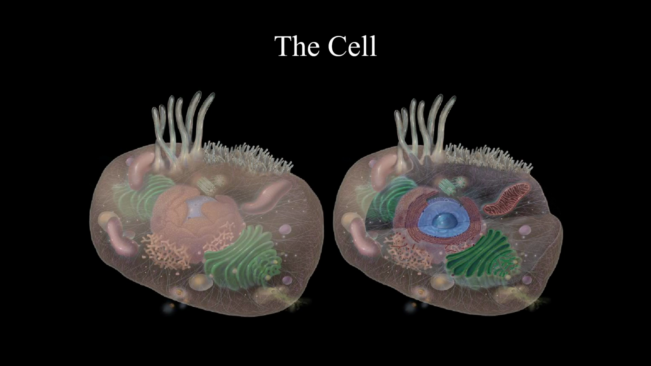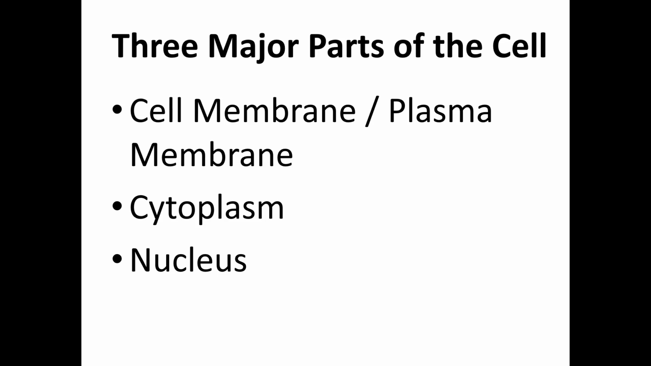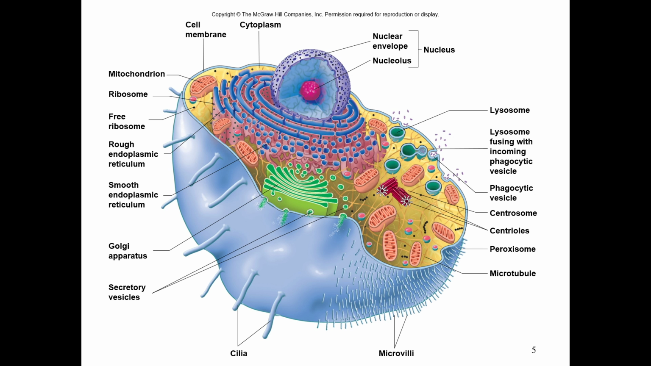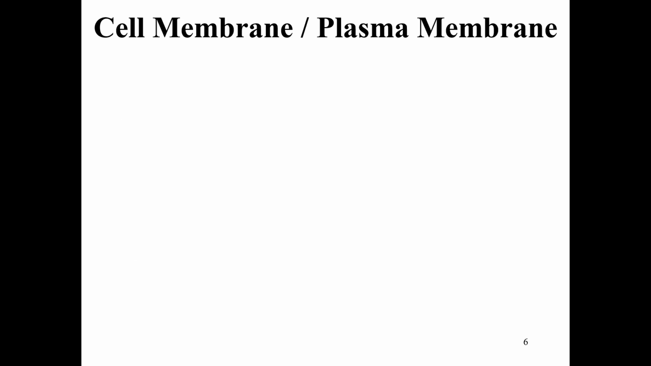So this is the general model of the human cell. The cell has three major parts. First, we have the cell membrane, also called the plasma membrane. We also have the cytoplasm and the nucleus. So this is the general model of our cells. Each part is labeled, and we will be talking about each part as the lecture goes along.